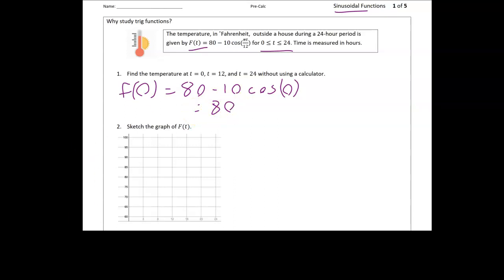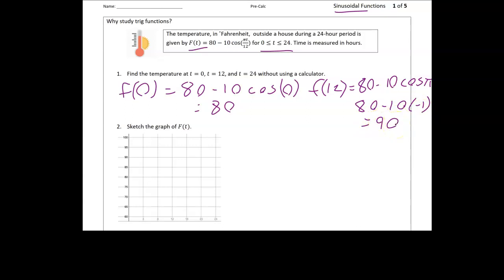And then I can do the same for my other points. So f of 12, well, that would be 80 minus 10 times the cosine of 12 over 12 pi, or just cosine of pi. And then with my unit circle, hopefully you have this memorized. If not, you can look. But that ends up being 80 minus 10 times negative 1, which ends up being 90 degrees.